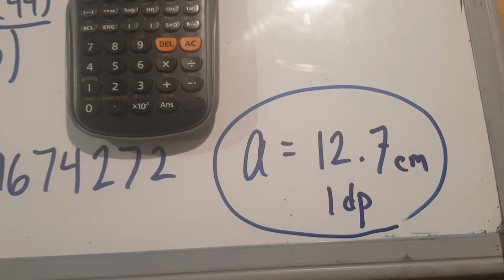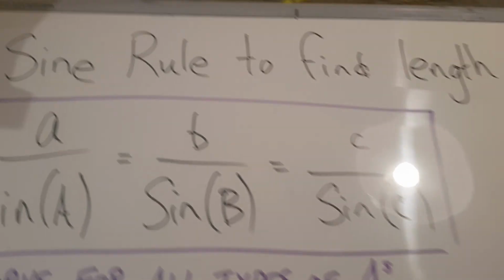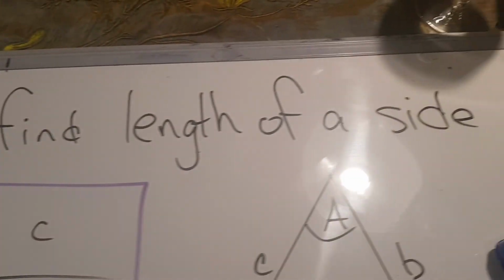Okay, now you're ready for the EP task on sine rule to find the length of an unknown side. You got this.